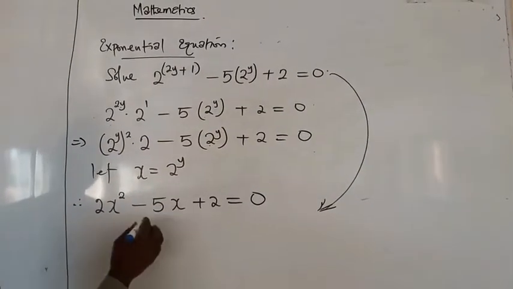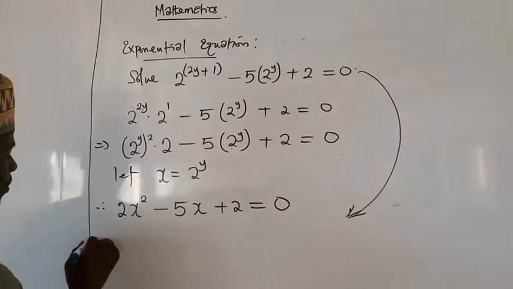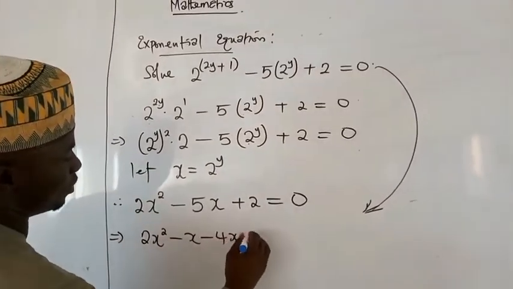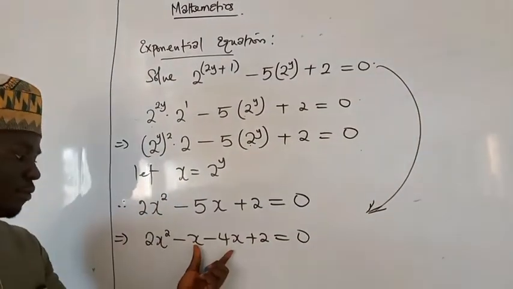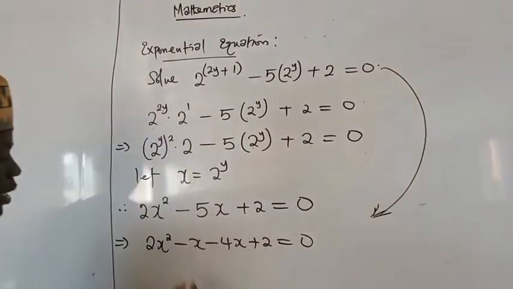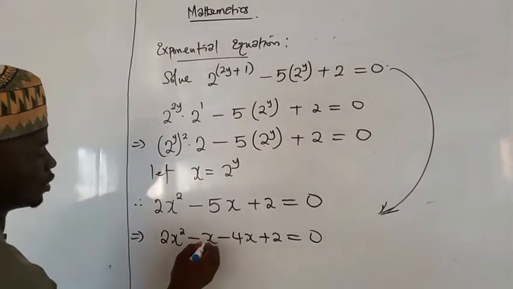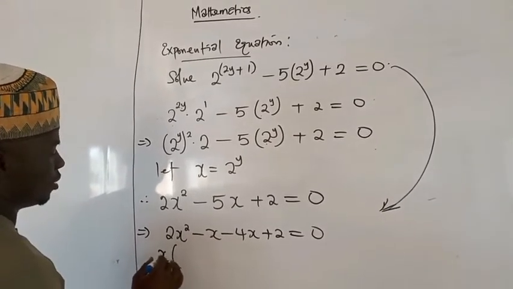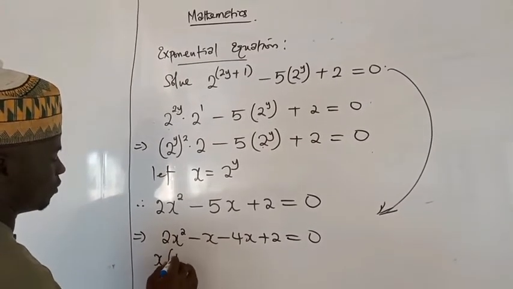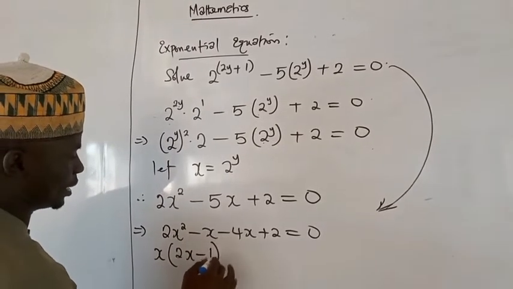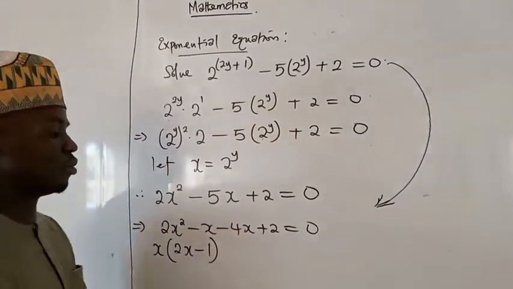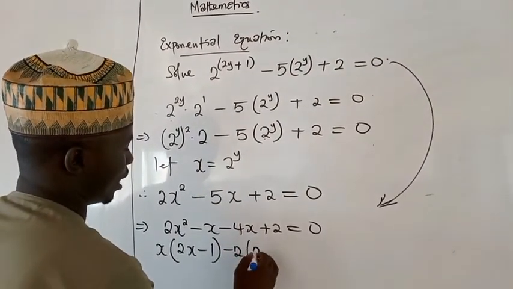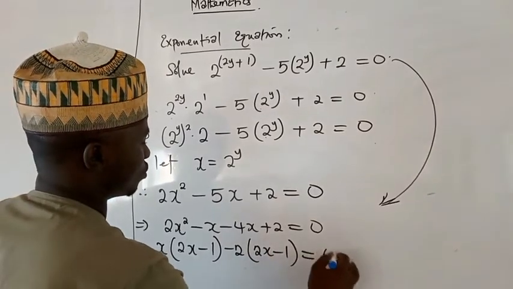So I can replace minus 5x with minus x minus 4x here. So this implies that 2x squared minus x minus 4x plus 2 will be equal to 0. Now we factorize. The common factor between x and 2x squared here is x. So I factor x out. Factoring x from 2x squared, we have 2x minus 1. And the remaining one, minus 4x plus 2. The common factor here is minus 2. So if I factor out minus 2, I'll be left with 2x minus 1 equal to 0.